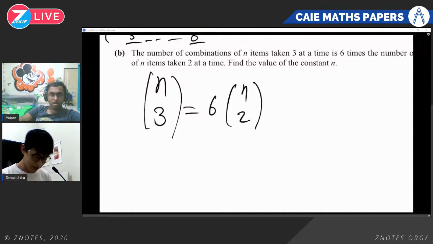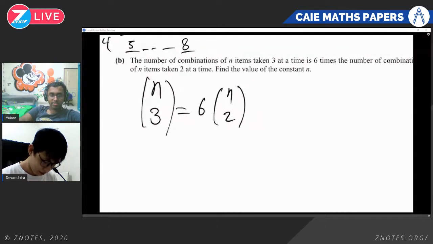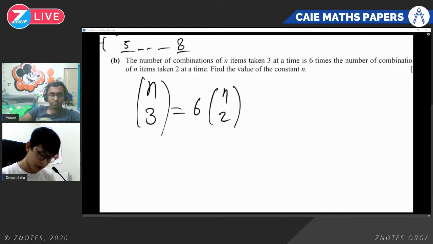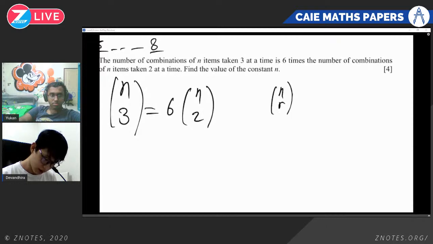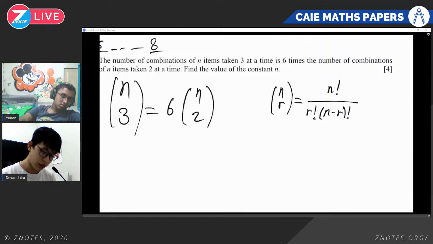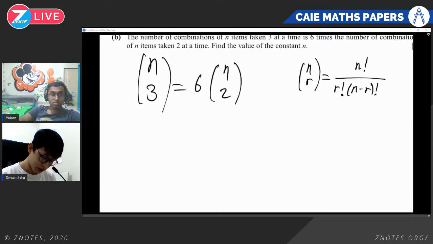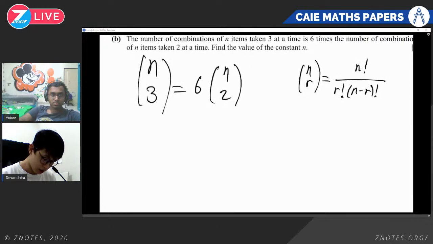You can use the combination formula to expand both of them. Exactly. So for those of you who don't know, n choose r is also the same as n factorial divided by r factorial multiplied by n minus r factorial. Do you agree with this? Yeah. All right, so let's use that. In this case, our r is 3 and our r is 2. So let's just replace it and factorial.